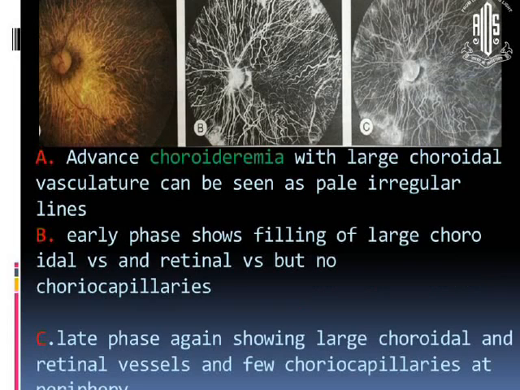Advanced choroideremia, where the large choroidal vasculature can be seen as pale irregular lines. Early phase shows filling of the large choroidal vessels and the retinal vessels but no choriocapillaris. Late phase again shows large choroidal and retinal vessels and few choriocapillaris at the periphery.